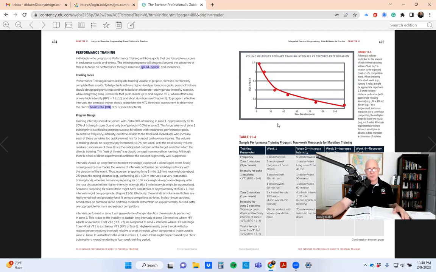Now move on to the marathon runner, right? Someone preparing for a marathon might have a multiplier of approximately 1/4. Okay. 6 1-mile intervals might be appropriate. Where do they get this from? A marathon is approximately 26 miles. So 26 miles multiplied by 0.25.